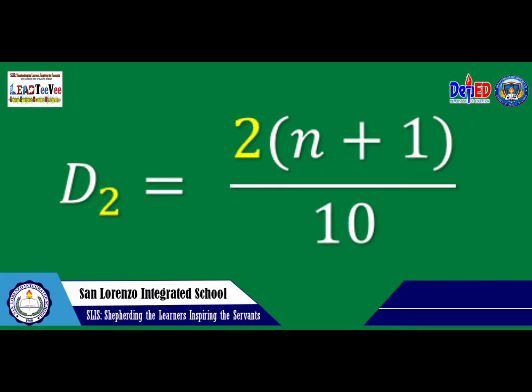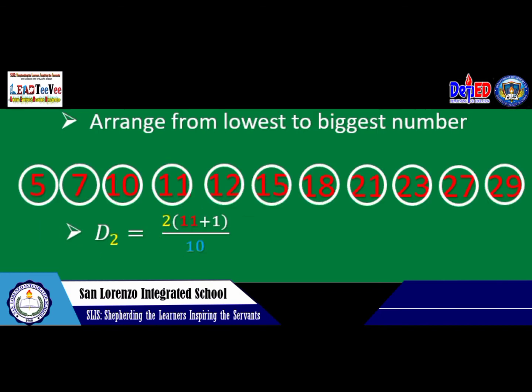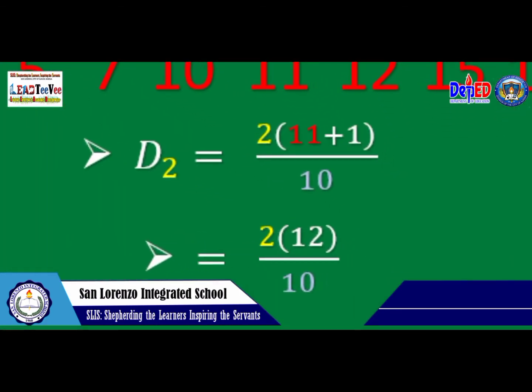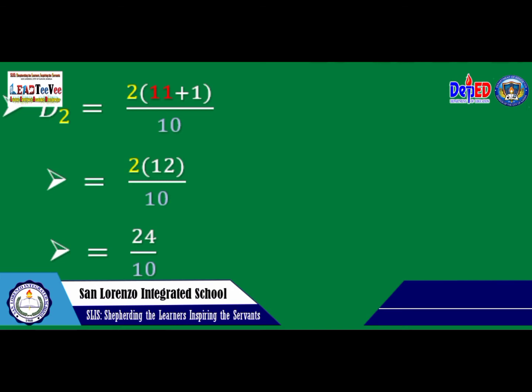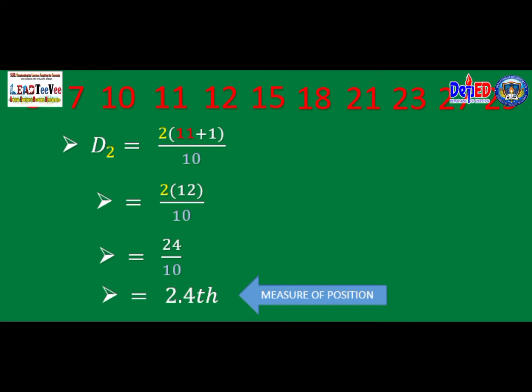So let's try to solve the second decile and follow what we did in the first decile, using the same data arranged from lowest to biggest number. Substitute the value of k, which is 2, and n is 11 because we have 11 numbers. After we substitute, we're going to solve what is inside the parentheses first, then follow the order of operations. 11 plus 1 is 12. Then copy the rest. Of course, multiply first before you divide. 12 times 2 is 24, divided by 10 is 2.4.